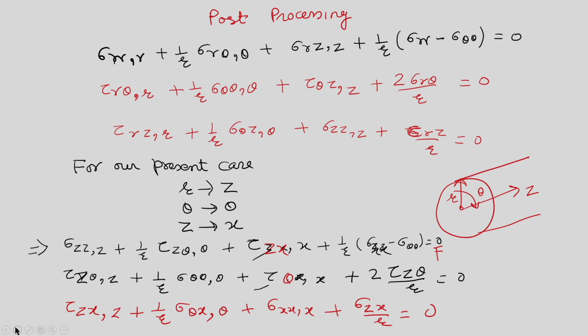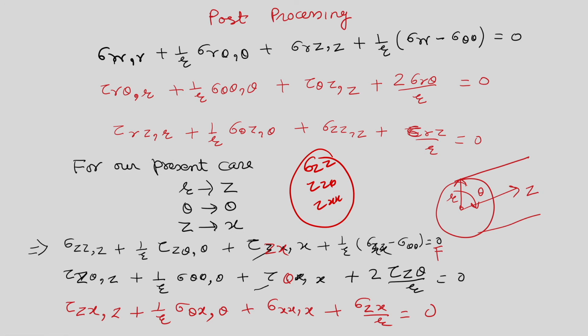Now, in the previous case, the post processing, like our stresses, if you talk about sigma zz comma z or tau zz comma theta or tau zx comma z, all are transverse stresses. So, we are interested to find out sigma zz, tau z theta and tau zx. Already we have used the shear correction factor, that is fine, but still there is some inaccuracy.